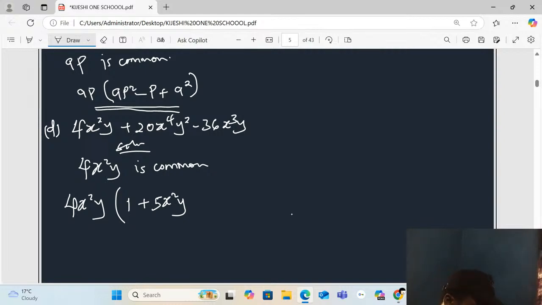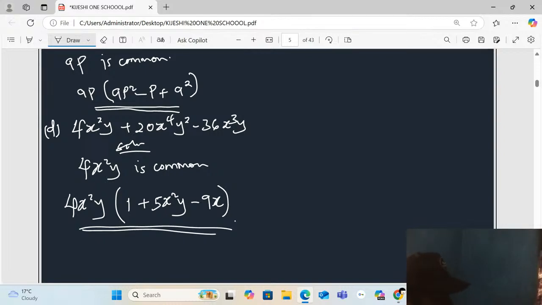Then minus 4 into 36 is 9. Then x squared into x cubed will remain with x. Then y into y, 1. Therefore, we shall have 9x. That one becomes our final answer. So that is how we factor algebraic expressions.